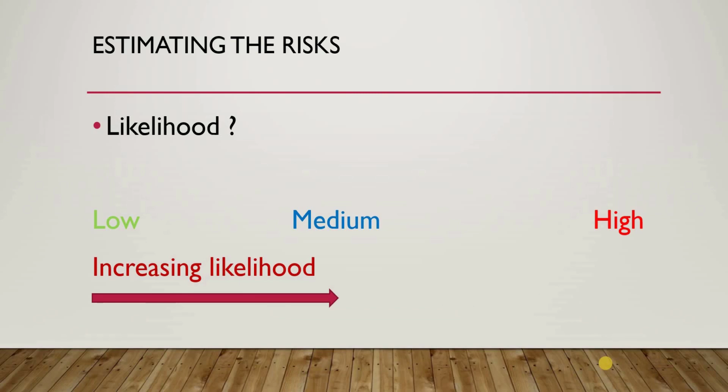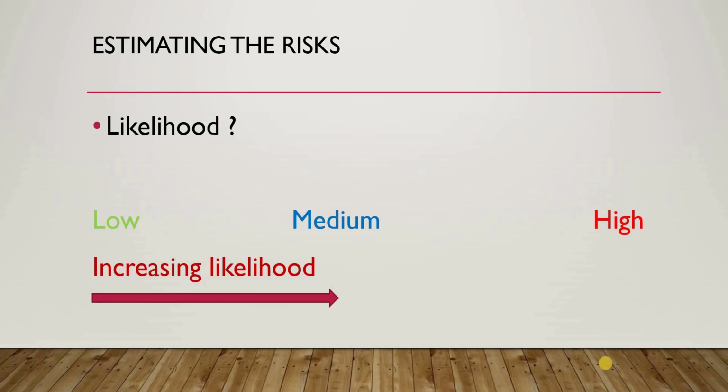For example, we can say that falling from the ladder might have a low likelihood, it might have a medium likelihood, and it might have a very high likelihood.